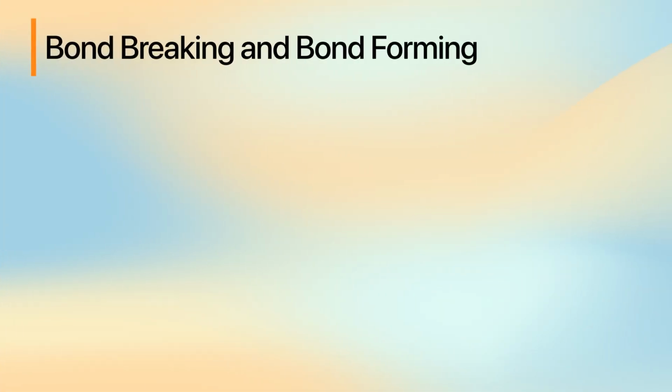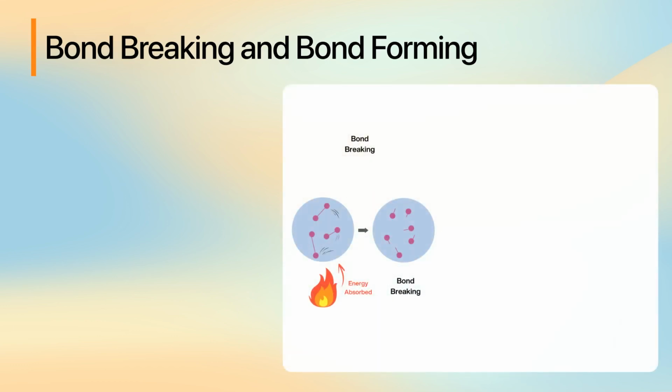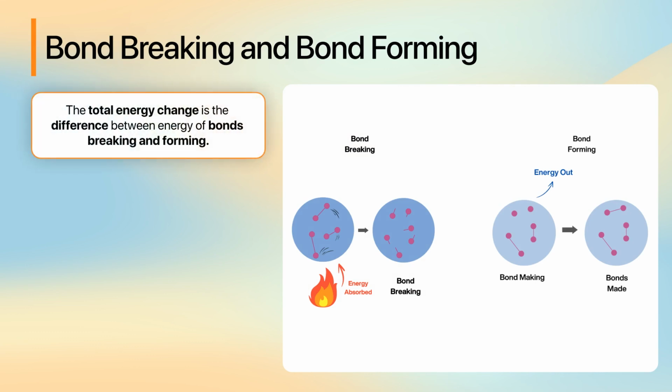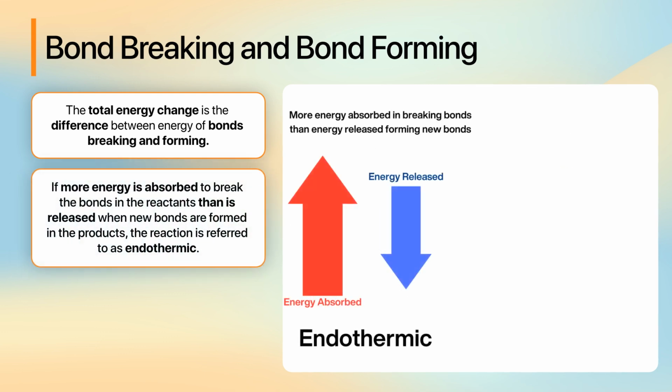To sum up the energy changes in a chemical reaction, we need to consider both the energy absorbed in breaking bonds and the energy released in forming new bonds. The total energy change is the difference between these two amounts. If more energy is absorbed to break the bonds in the reactants than is released when new bonds are formed in the products, the reaction is referred to as endothermic. We'll return to this in subsequent lessons.